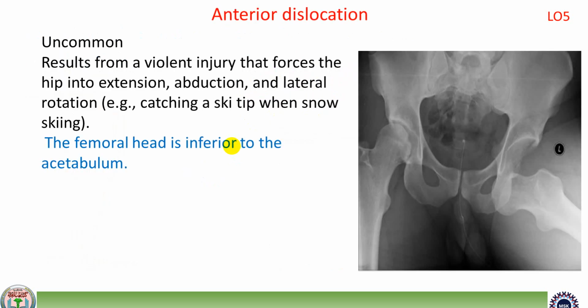Can anterior traumatic dislocation occur? The answer is yes, but it's uncommon in comparison with the posterior, and usually due to a violent force in reverse to the posterior. Here there is extension, abduction and lateral rotation. And here the femoral head becomes inferior to the acetabulum, not superior, inferior to the acetabulum.